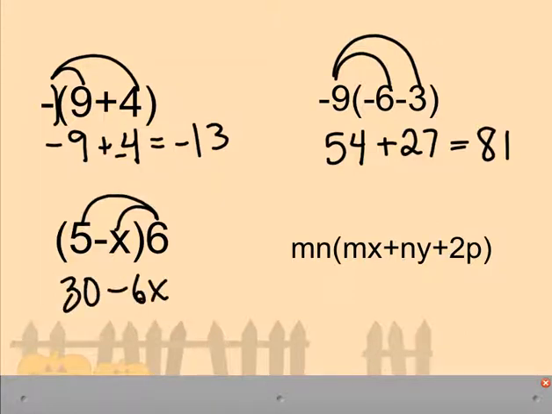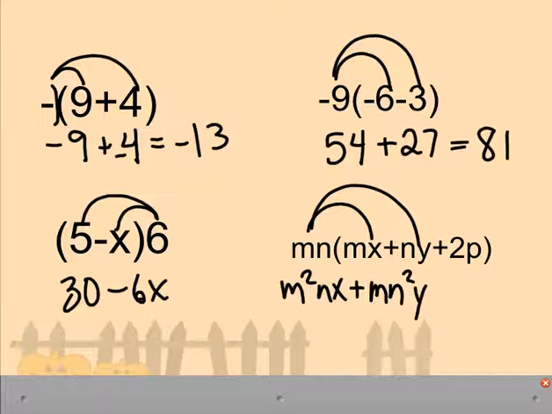And this m n multiplies the mx to get m squared nx. Okay, we do it again, and we see we have two n's, so we have plus mn squared y, and then a third one to say 2mnp.